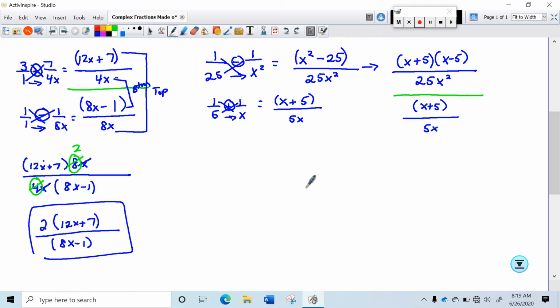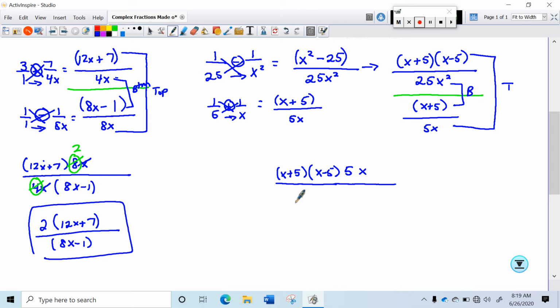So now, everything on the outside goes on the top. So I have a family of x plus 5, a family of x minus 5, and a 5x. Everything on the inside goes on the bottom. So I have a 25x squared, and I have a family of x plus 5. So my families, x plus 5 cancels. Top and bottom cancel if it's the same thing.